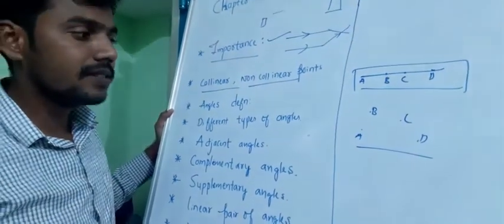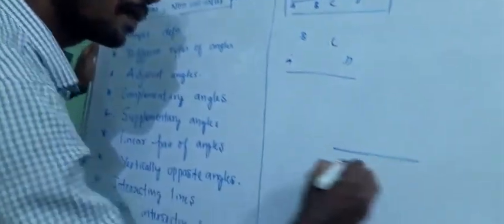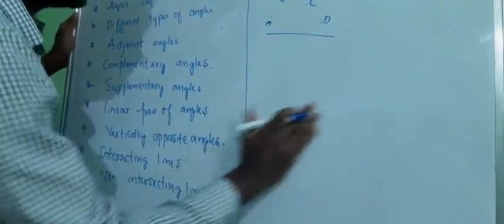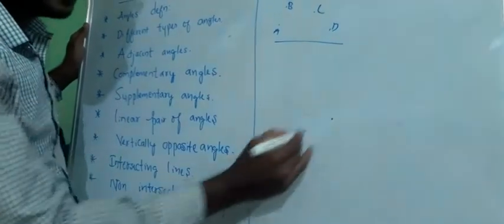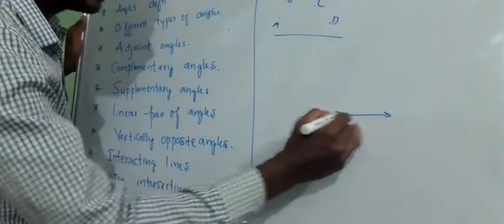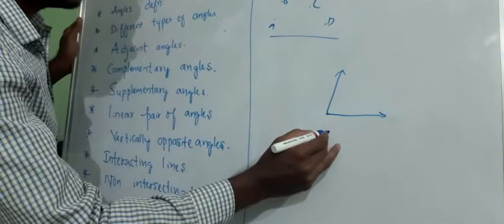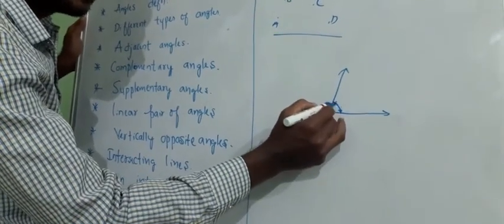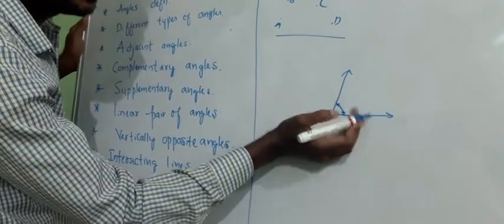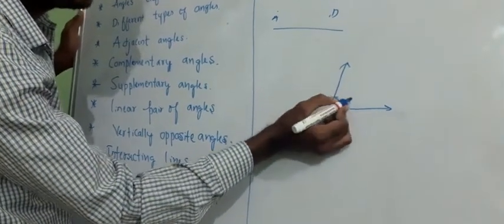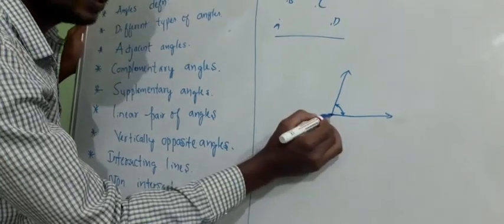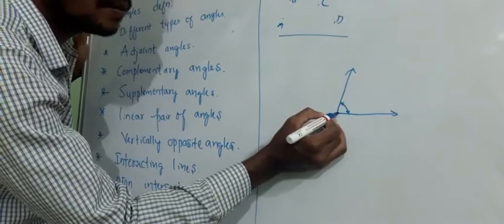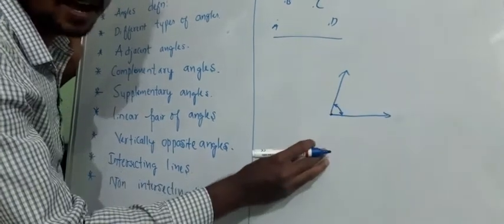So next, adjacent angle. See, before that we'll learn the definition of angle. See, this is the point. From this point, two rays are emerging. So the measure of the distance between these two arms is nothing but an angle. So, when two arms emerge from a common point or an end point, we term them as an angle.